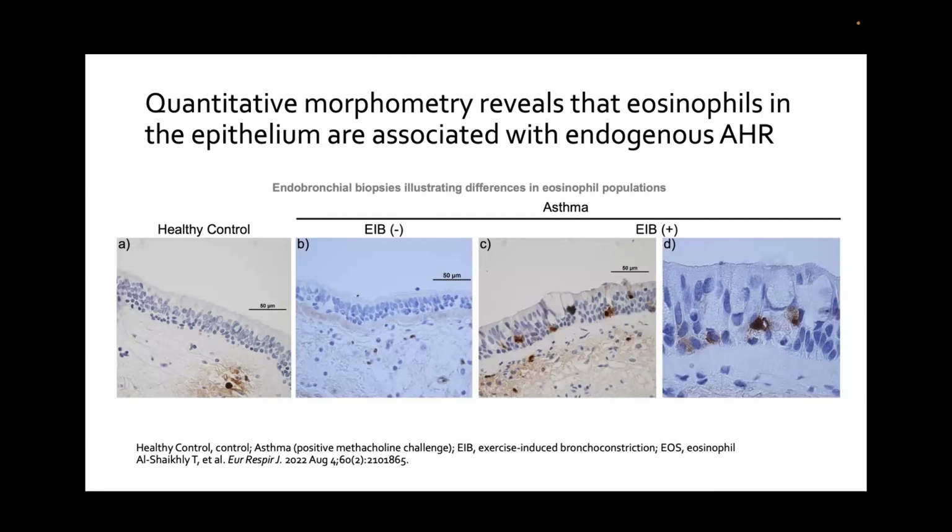And the other thing that this really shows is that if you have type 2 biomarkers, you'll have eosinophils, but they're not necessarily in the epithelium. So there's this dissociation. Like some of the controls actually have eosinophils. They're just not in the epithelium there.